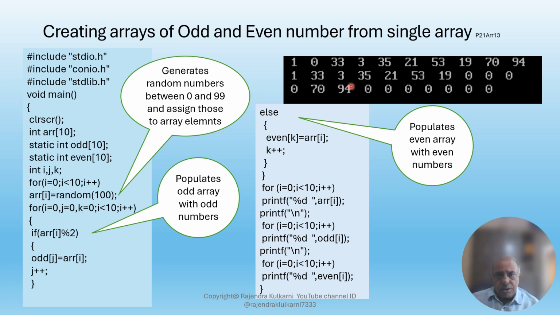This 133, 335, you can see the odd array. It contains all odd constants. 0 is a neutral one, so it is also being taken as an odd constant. The even array, the array named even, has only even constants assigned to it.